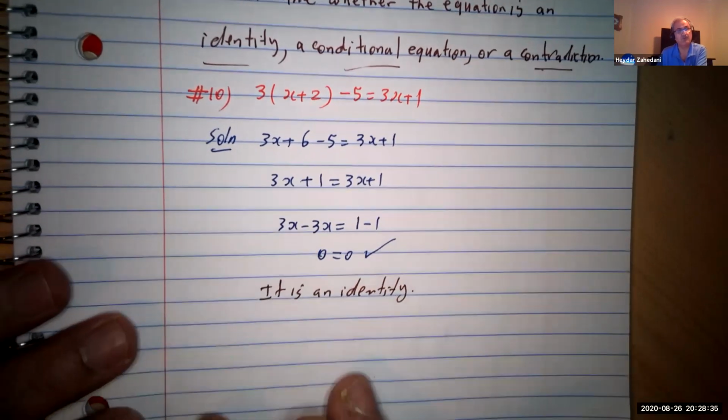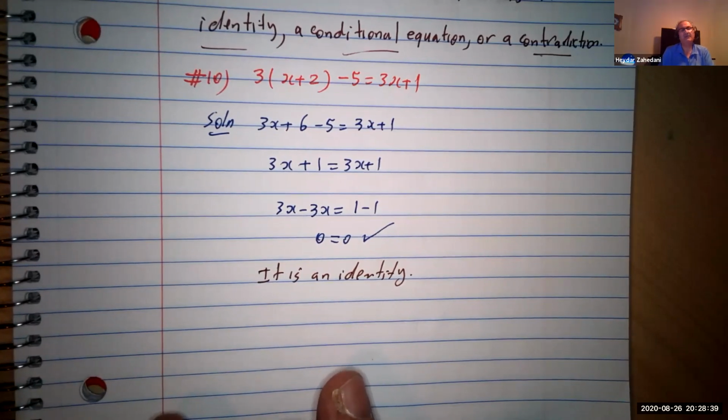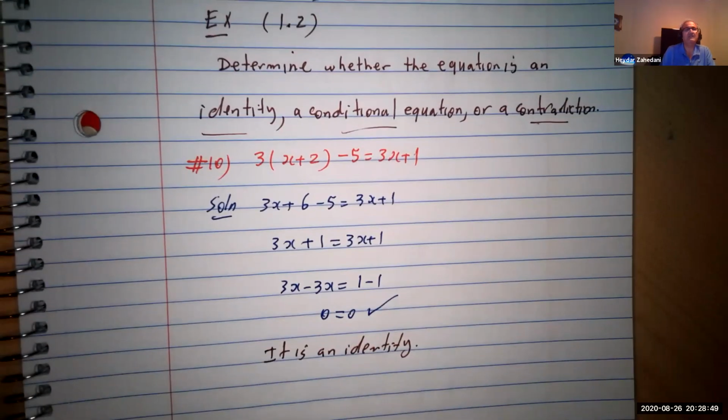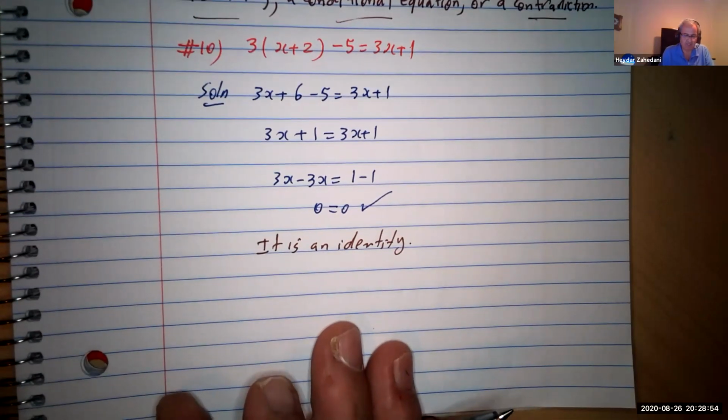They didn't ask for the solution. They ask, what type is it? If it was the equation that they asked you to solve, you would have to tell us that all real numbers are solutions. But since they asked for the classification, we just answer the classification type. So that was number 10. Any question?